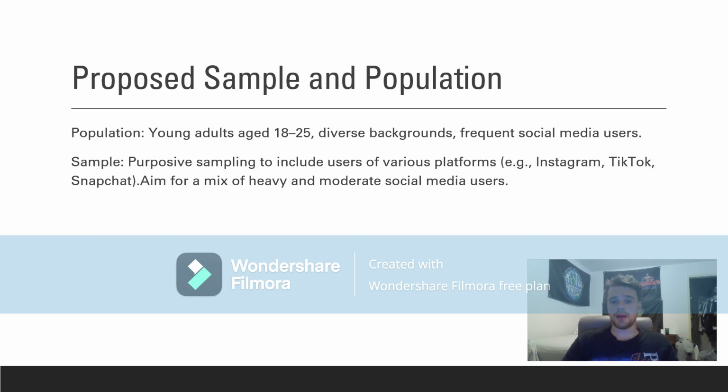The proposed sample and population. The population: young adults aged 18 to 25 with diverse backgrounds, preferably, and frequent social media users. So we want people who actually are on social media daily. The sample: purposive sampling to include users of various platforms, for example Instagram, TikTok, Snapchat, aiming for a mix of heavy and moderate social media users. So we would love frequent users, but we also want to see moderate users, people who don't post all the time or don't send things to their friends or others every single day.